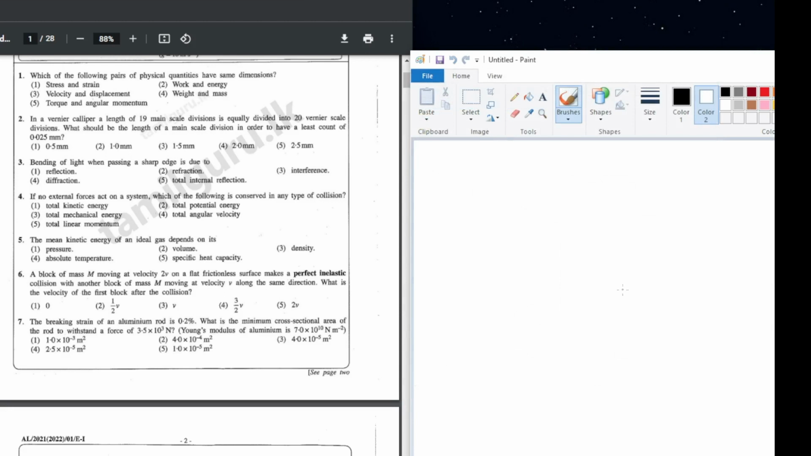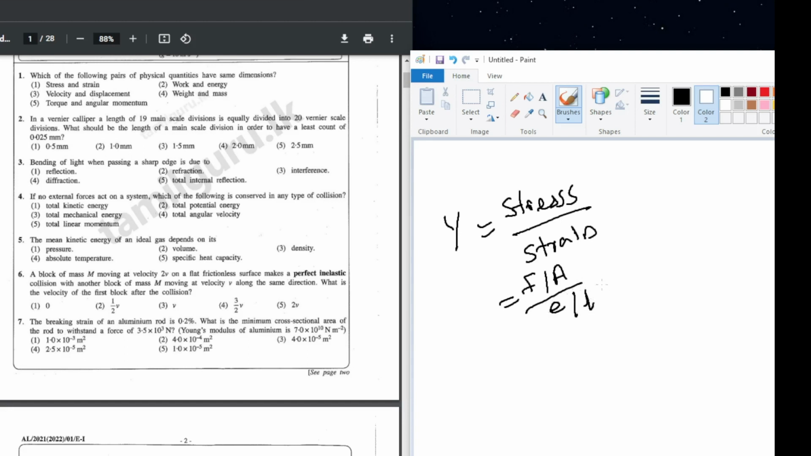Question number 7. The breaking strain of an aluminium rod is 0.2%. What is the minimum cross-sectional area of the rod to withstand a force of 3.5 into 10 to the power 3 Newton? Young's modulus is also given. We'll write down the equation for Young modulus. Young modulus is equal to stress over strain. Stress is force over area. Strain is extension over original length.